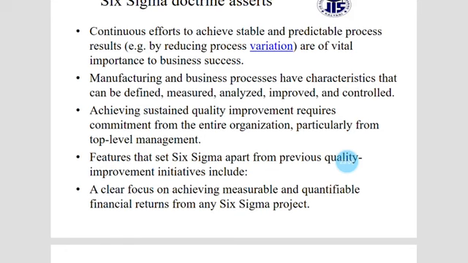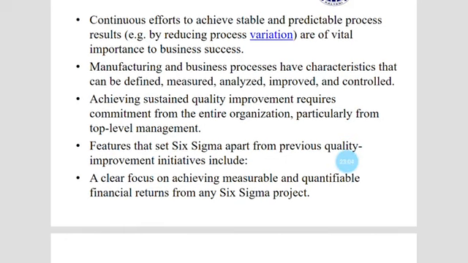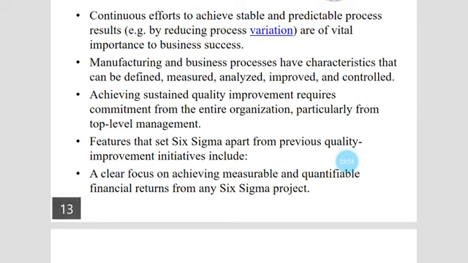Manufacturing and business processes have characteristics that can be defined, measured, analyzed, improved and controlled. All things, the characteristics and the measurement and analysis, will be required for control of the manufacturing.